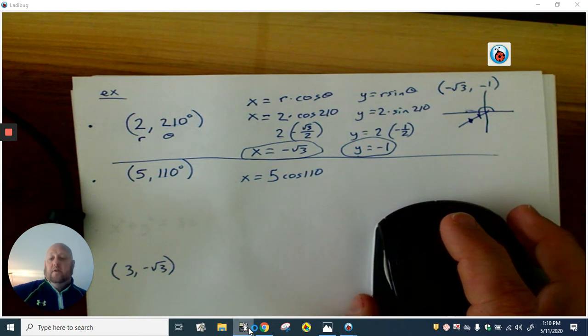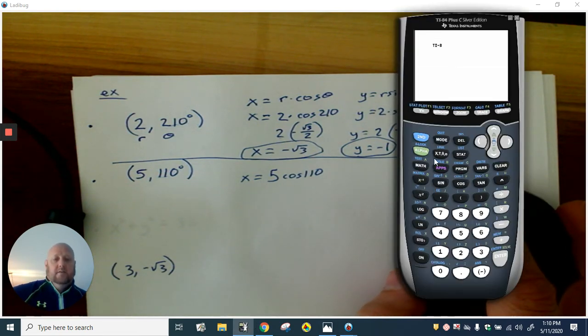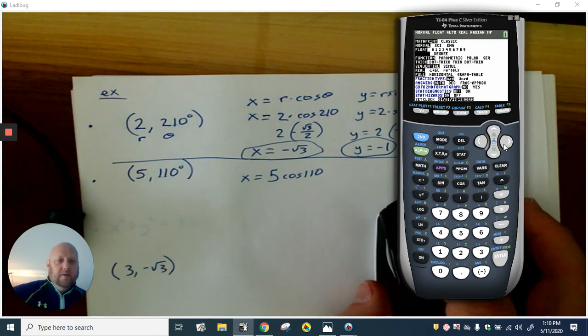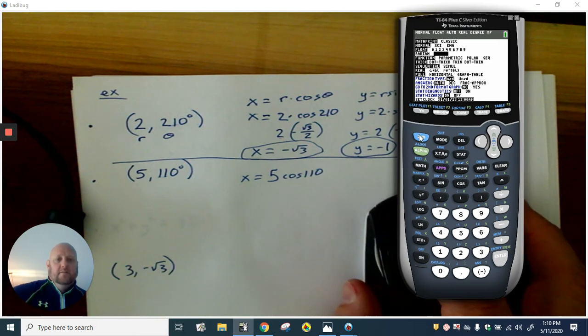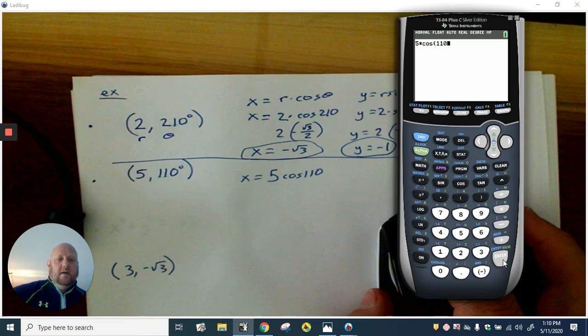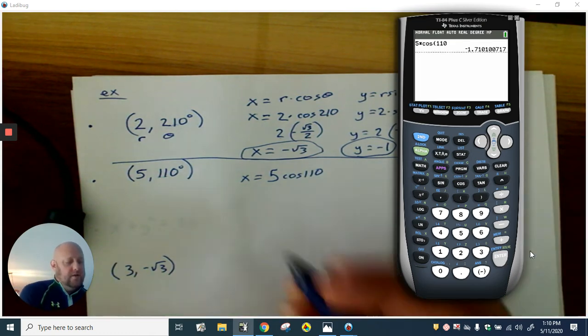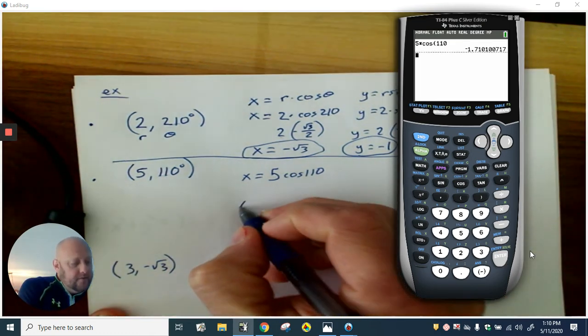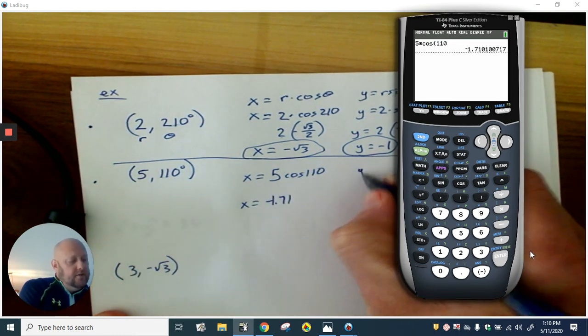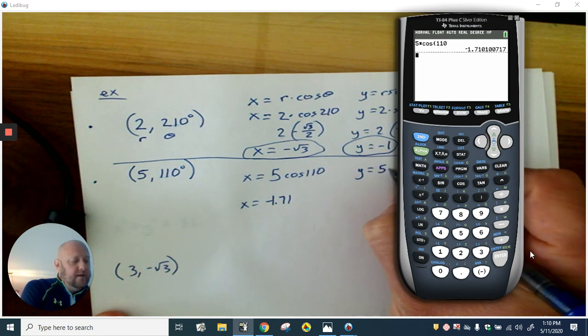Make sure you are in the correct mode right now because we are dealing with degrees, so we've got to make sure we are in degree mode, right? So I can just type in 5 times the cosine of 110, and I would know my x coordinate would be -1.71.